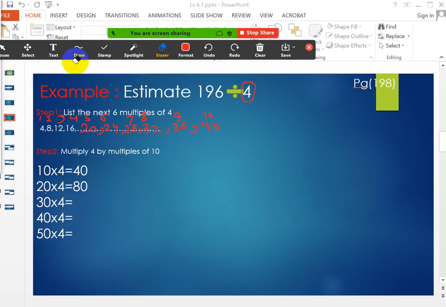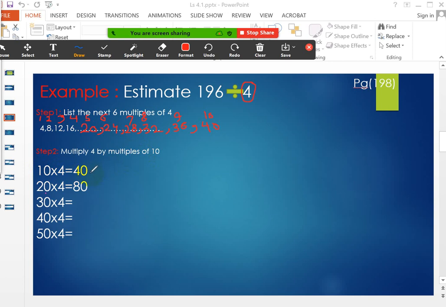So I will multiply it not with 1, 2, 3, 4, 5, 6, 7, etc. No, I will multiply it with 10, 20, 30, 40. Why will I do that? Because the number is a large number, 196, so I have to find bigger multiples. So I will start with 10 multiply 4.